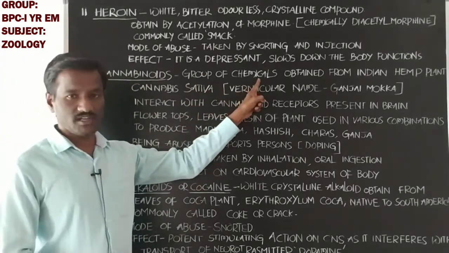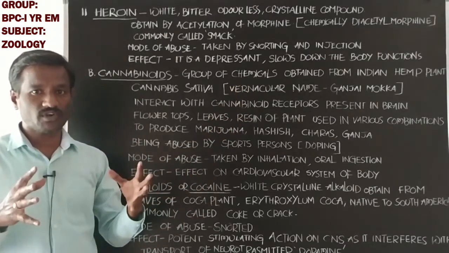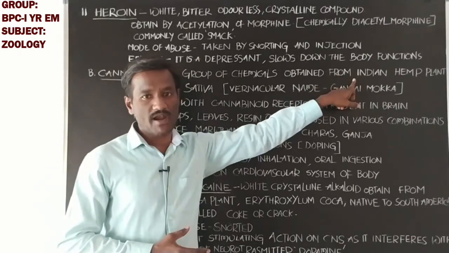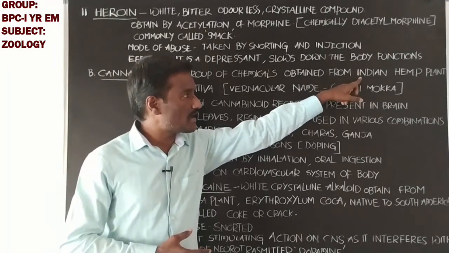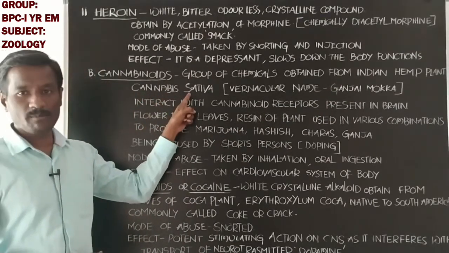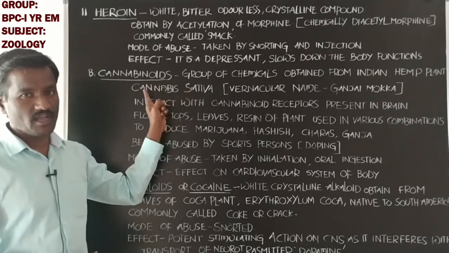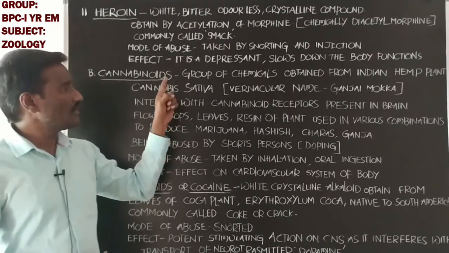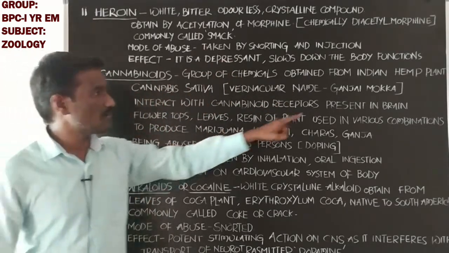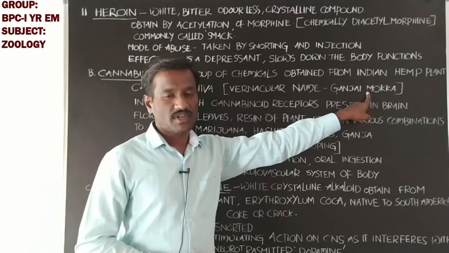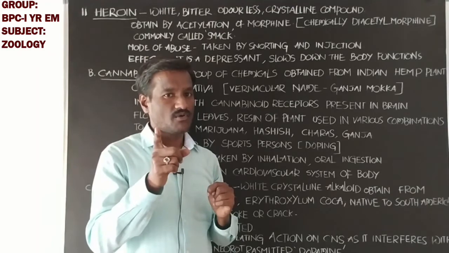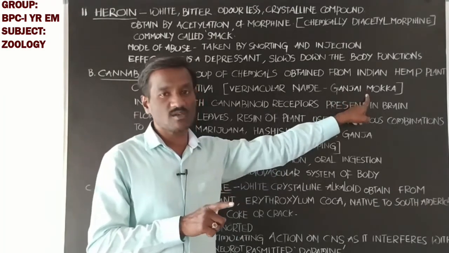Cannabinoids are a group of chemicals obtained from the Indian hemp plant. Its scientific name is cannabis sativa. The vernacular names for cannabis sativa are ganja and mocha.